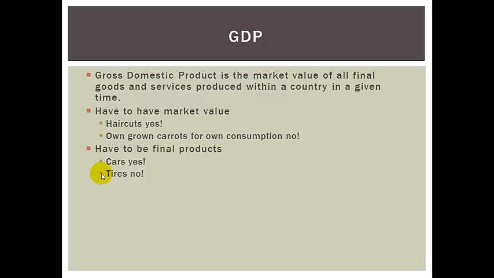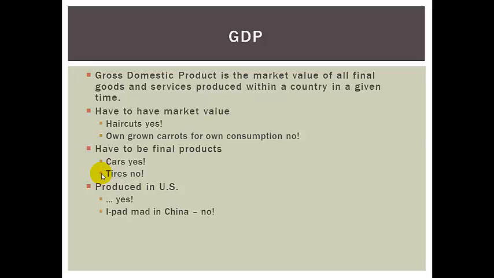Another example would be a cake that's being sold in a grocery store will be included in the calculation of GDP. We use the flour and butter to make that cake. So the value of those intermediate goods will not be included in GDP. So we want to make sure that it's included only once.